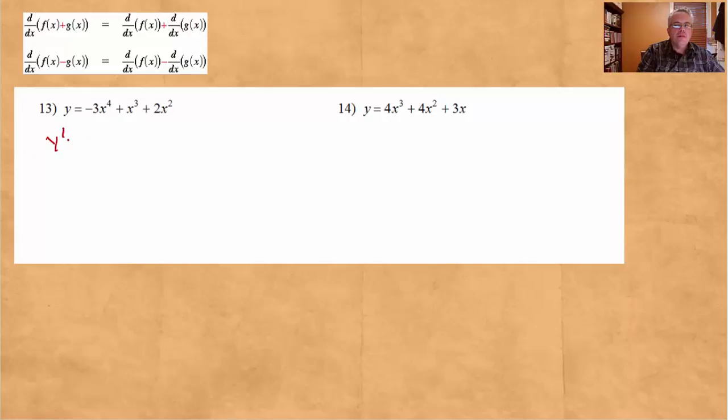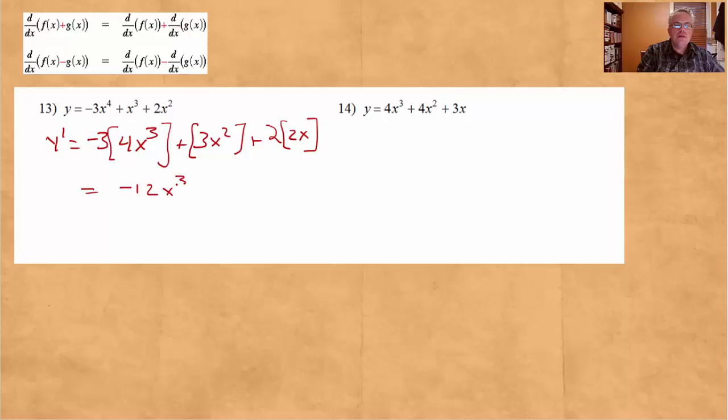So y prime would be -3 times the derivative of x to the 4th. I'm kind of doing it the long way here again, right? Plus the derivative of x cubed would be 3x squared. Plus 2 times the derivative of x squared would be 2x. Then I just simplify. This is -12x cubed plus 3x squared plus 4x.